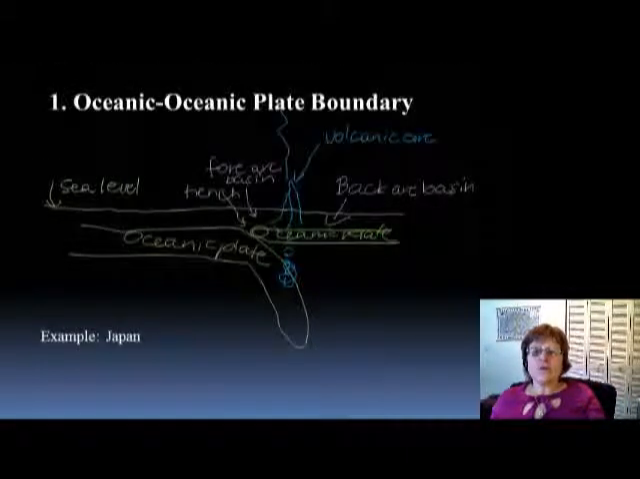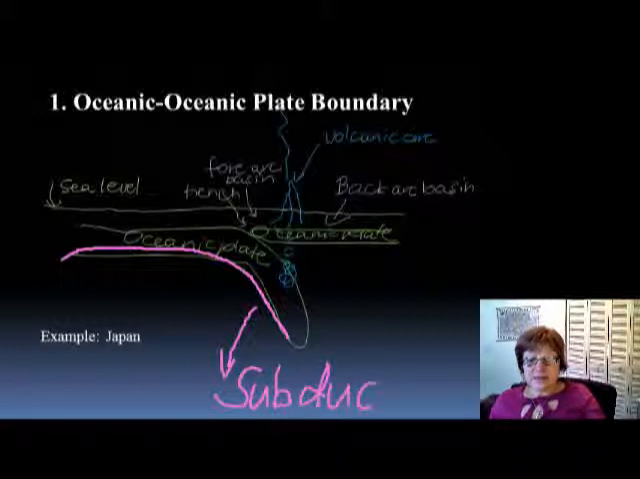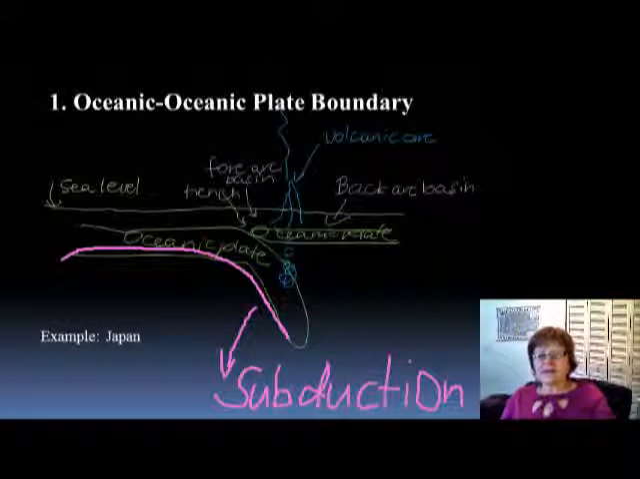This here is the Oceanic-Oceanic plate boundary. When you have an Oceanic-Oceanic plate boundary, one oceanic plate will go under the other one. And remember, this is the zone we call subduction. Subduction. So that's the word subduction. That is when the plate is going down. And this is the oceanic plate. It's important that you say oceanic plate. And here is the other oceanic plate.